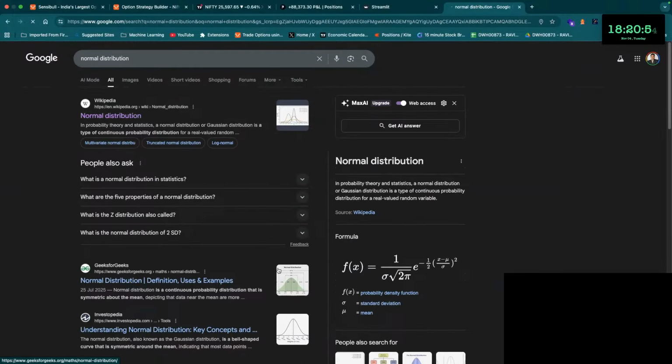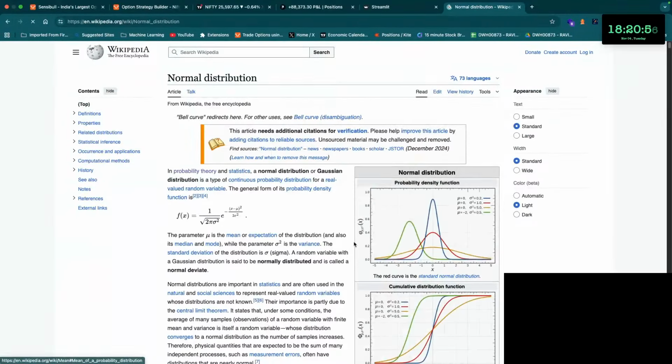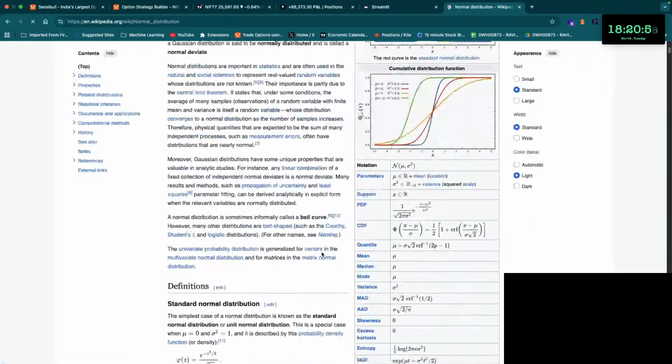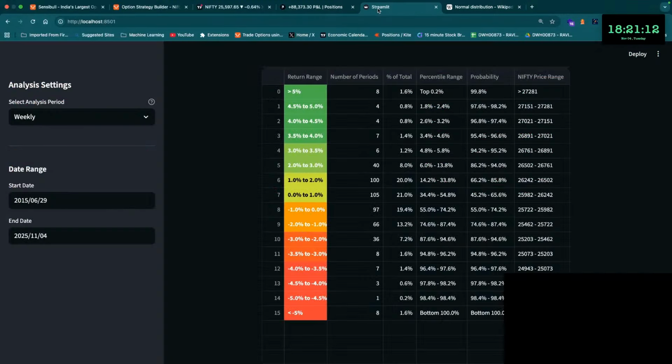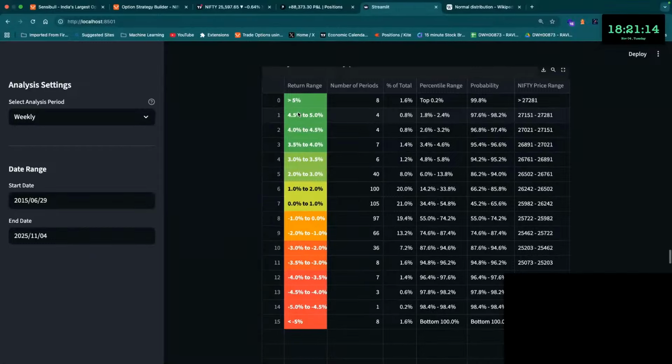So this is the normal distribution. You can actually Google it and see normal distribution. Something like this. You will have some very extreme positions on the left side and also extreme positions on the right side. So that is a normal distribution. Generally, if you look at this, it pretty much follows the normal distribution. So let's also prove that.